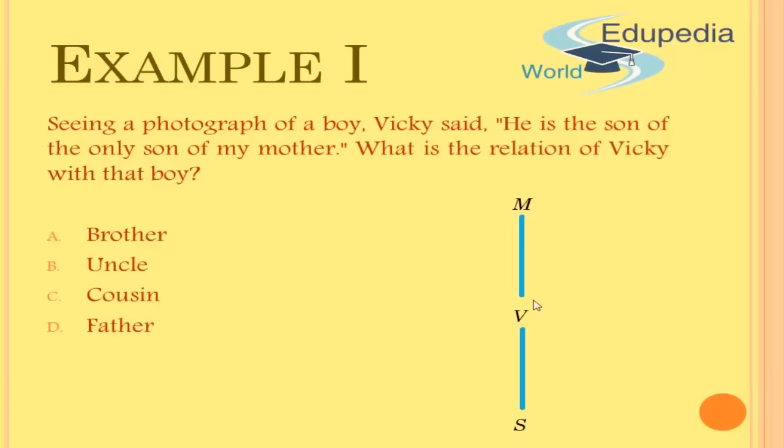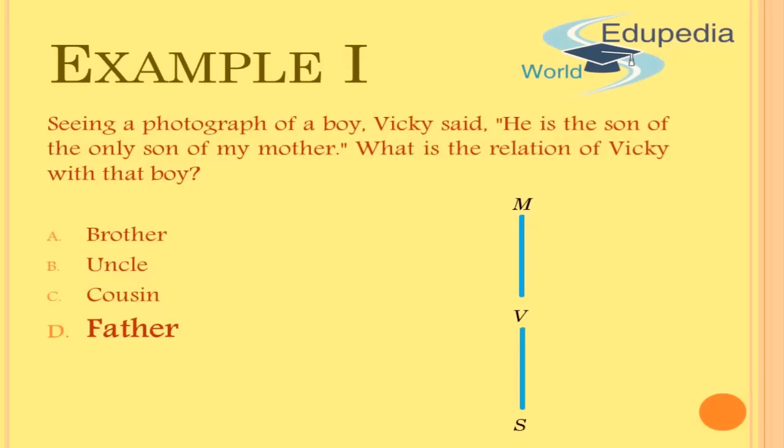I'll put a plus sign here next to V, I'll put a minus sign here next to M, and I'll put a plus sign next to S. That means S is also male. And in this way I have completed my diagram, and it becomes clear to me what the relation of Vicky is with that boy. So Vicky is the father of that boy.